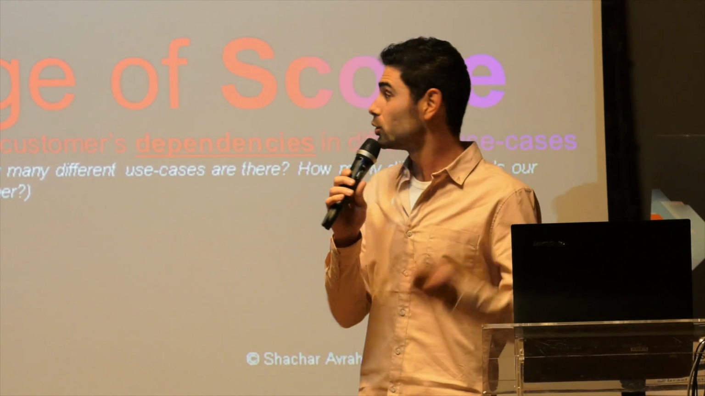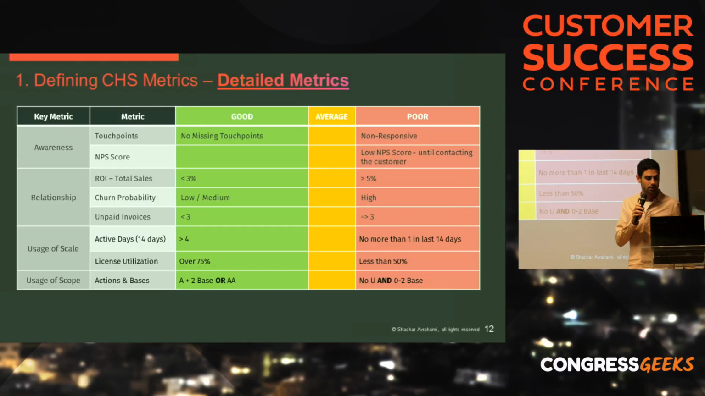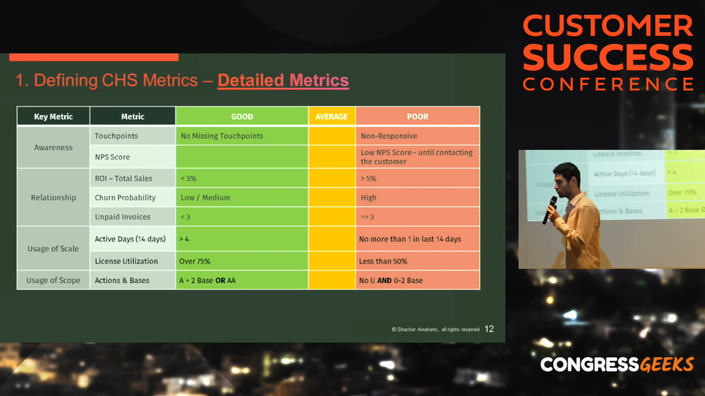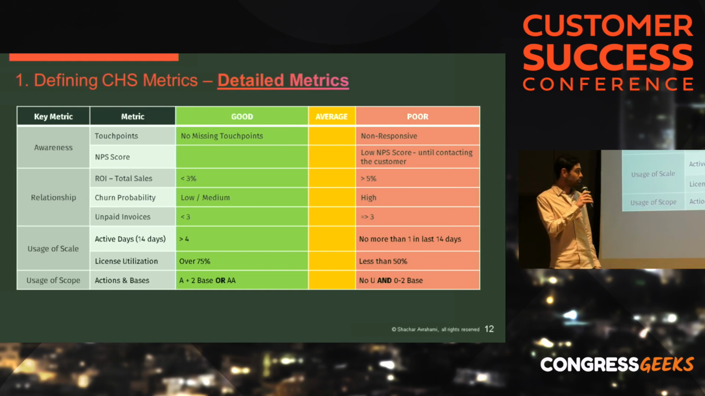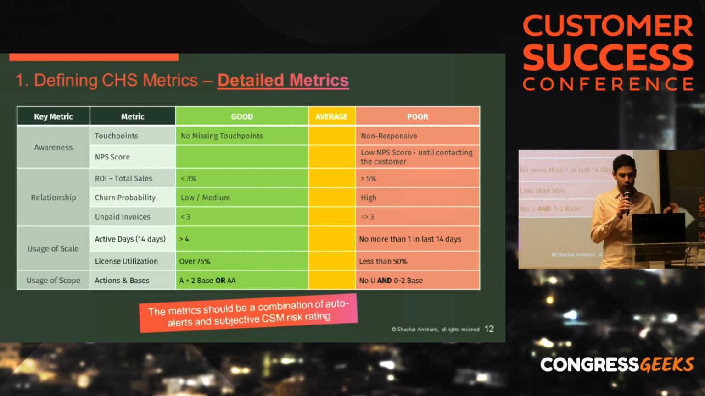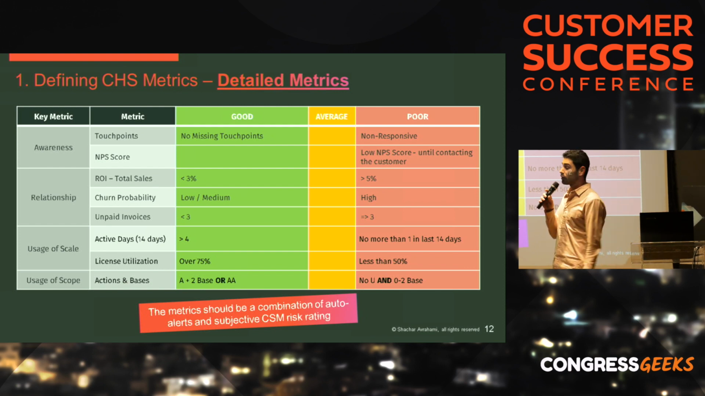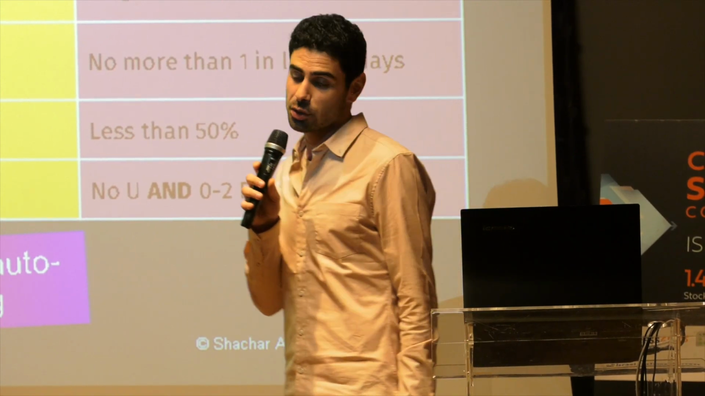Now what I recommend you to do is to take these key metrics, build a table and understand based on your business what is good for you. So how do you measure awareness in your organization? How do you manage relationship in your organization? For example, you can see here that under the relationship we still kept the same churn probability. So the CSM still has the ability to mark an account as poor. So what is usage of scale? What is usage of scope? So each business, each product and each touch model needs to understand how these things can look in their business. And it's a combination of auto alerts, as you can see, and subjective CSM sentiments.